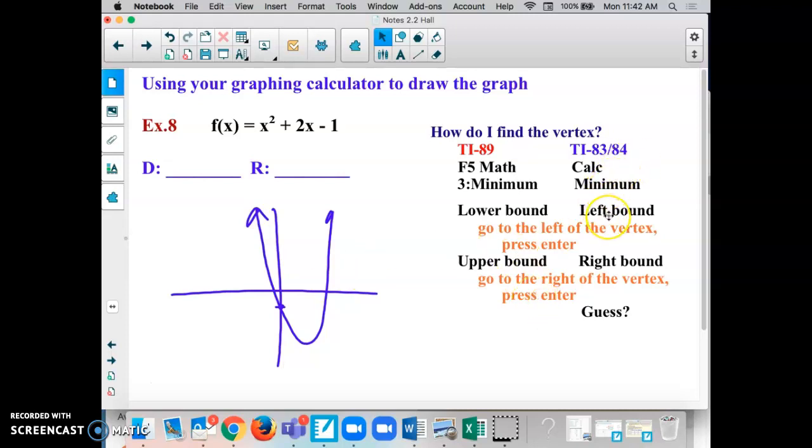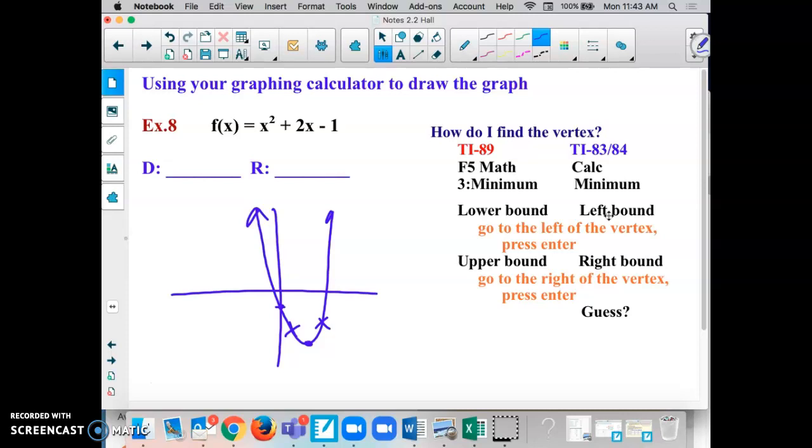Then just say left bound. So then you want to go ahead and put a left bound. So there'd be a little cursor. We know the minimum is right there. So just go to the cursor and put it to the left of that point. Then it says right bound and then push enter. Then once right bound, go to the right of that point, push enter. Now I know I'm on the left side and the right side of that minimum.